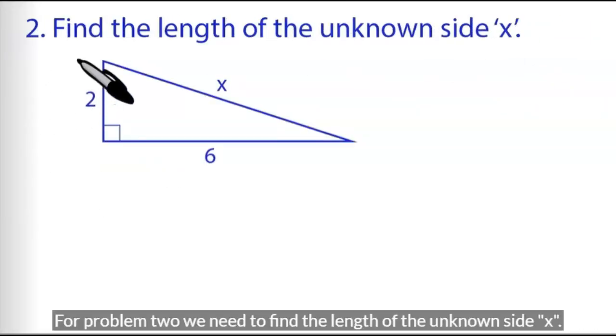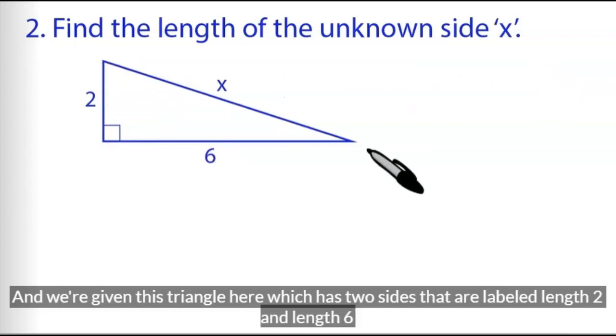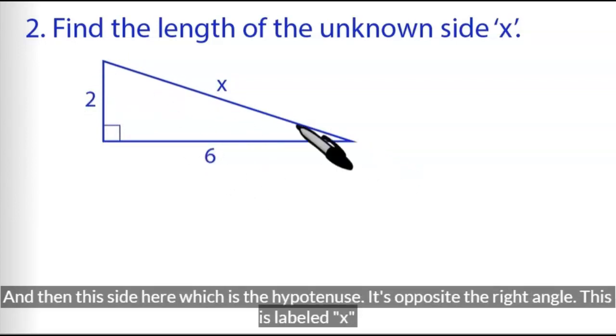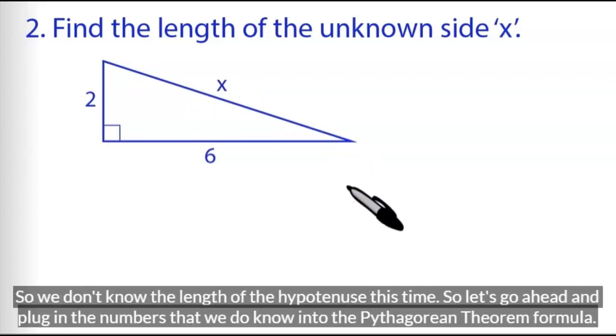For problem 2, we need to find the length of the unknown side x, and we're given this triangle here, which has two sides that are labeled length 2 and length 6. And then this side here, which is the hypotenuse, it's opposite the right angle. This is labeled x, so we don't know the length of the hypotenuse this time. So let's go ahead and plug in the numbers that we do know into the Pythagorean theorem formula.